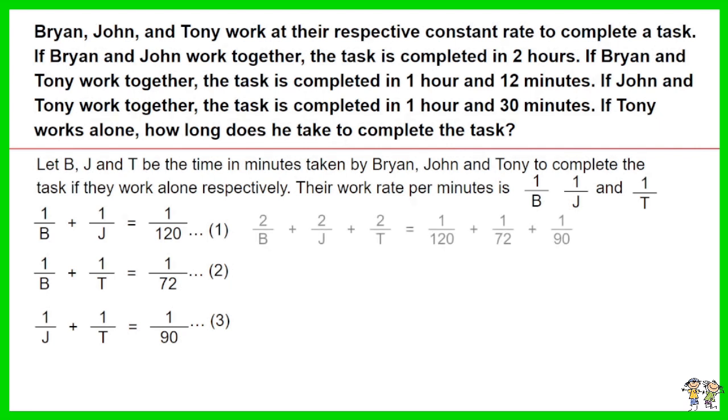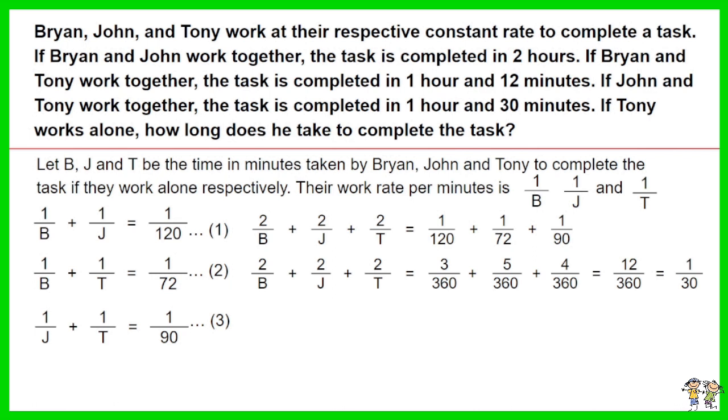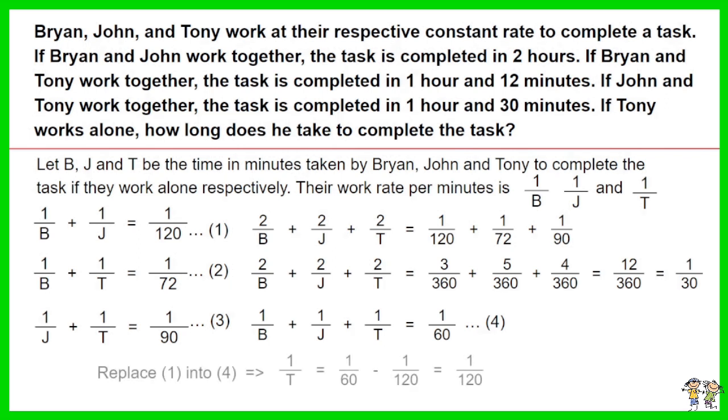Equation 1 plus equation 2 plus equation 3 equals 2 over B plus 2 over J plus 2 over T equals 1 over 120 plus 1 over 72 plus 1 over 90. Solve the equation. You have 1 over B plus 1 over J plus 1 over T equals 1 over 60. This is equation 4. Replace equation 1 into equation 4. Solve the equation. You have 1 over T equals 1 over 120. Thus T equals 120 minutes equals 2 hours.